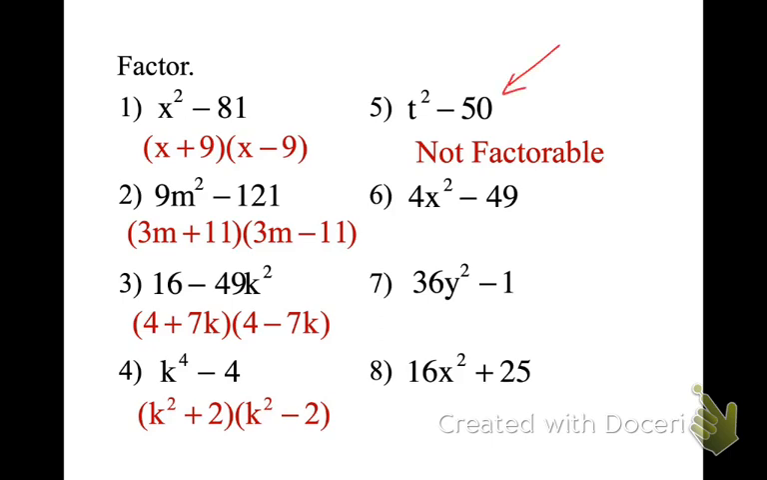So 50 is not a perfect square. That's why it's not factorable. It's a difference of squares. Number 6.